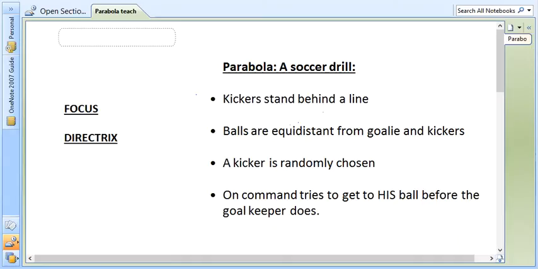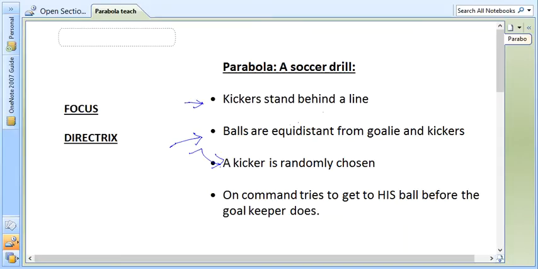So these are the rules of our drill. All the kickers are asked to stand behind a line. Maybe 4 or 5 of you showed up to practice. There will be a line behind which you will be standing, and there will be a goalkeeper who will be at the goal, obviously. And we are going to place one ball for each kicker, but we are not going to place it in front of the kicker's legs. It would be at a distance that is the same distance between the goalkeeper and you.